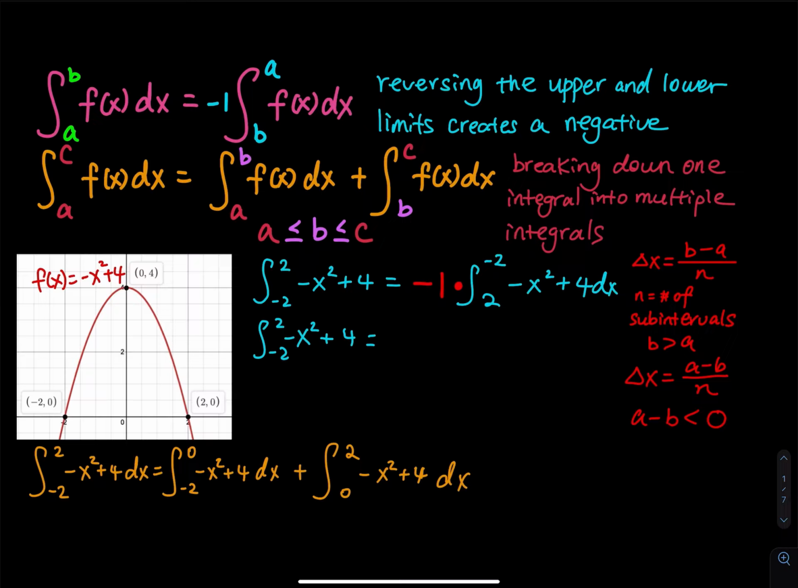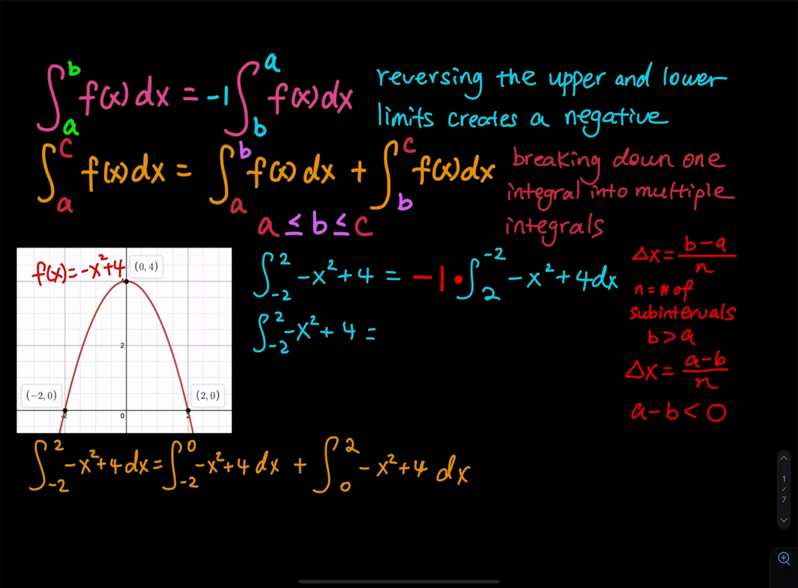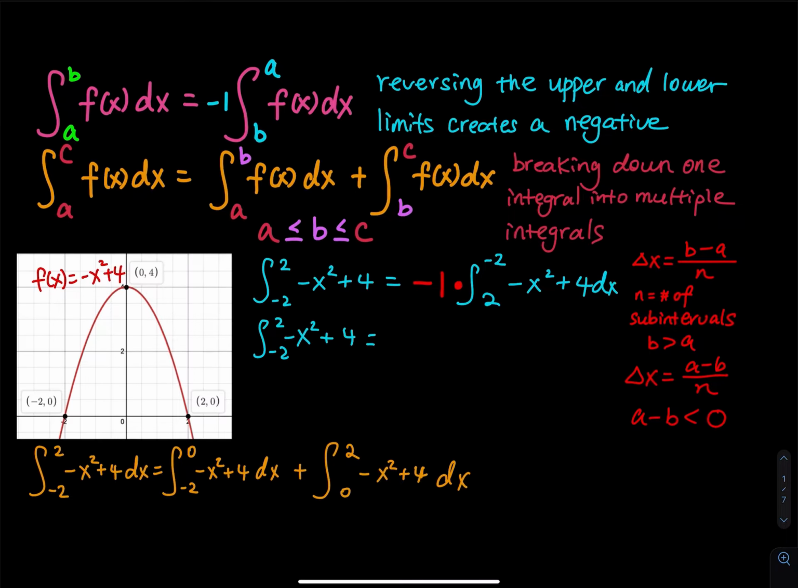Let's talk about two properties of definite integral. The first one is we have the integral from a to b of f of x dx. If you reverse the upper and lower limit, so this one is supposed to be from a to b, if you reverse them from b to a, that produces a -1. So the description I have is reversing the upper and lower limit creates a negative. And of course, I will have an example to support that.